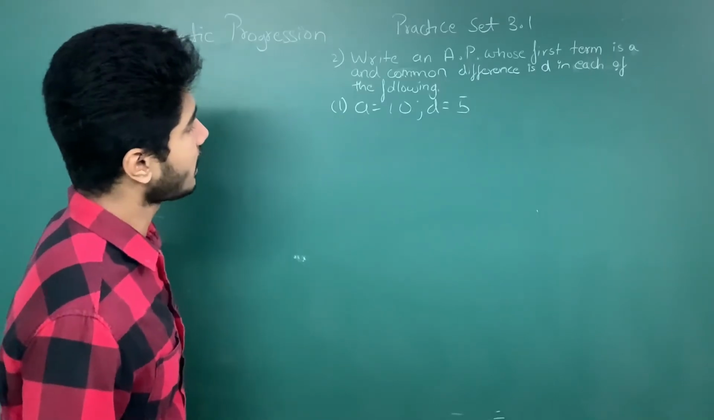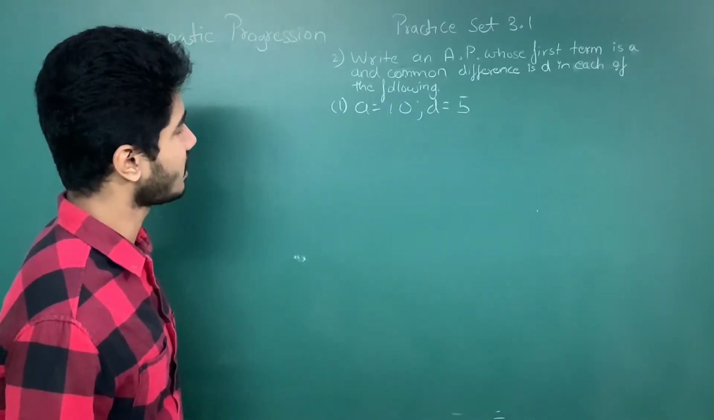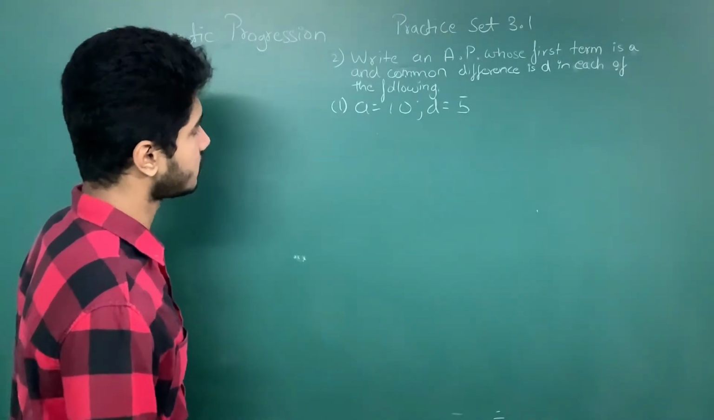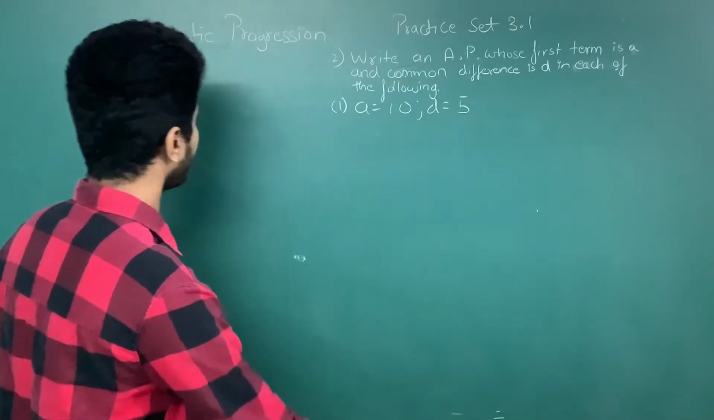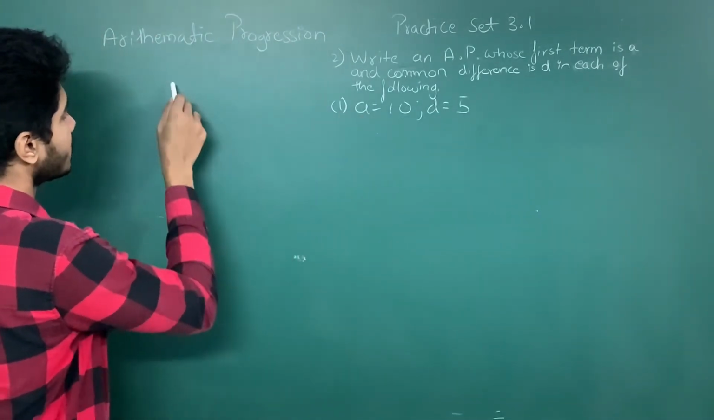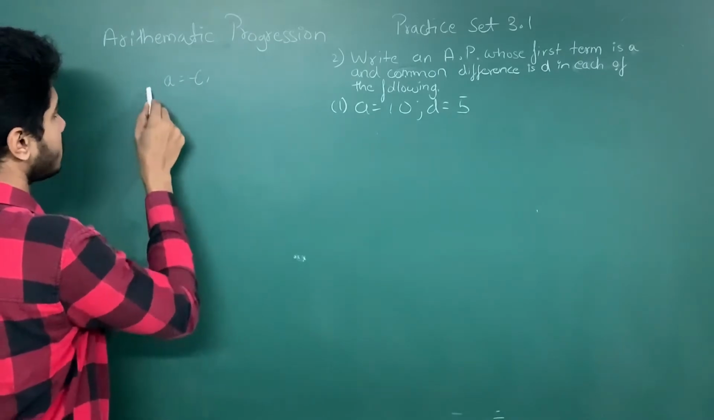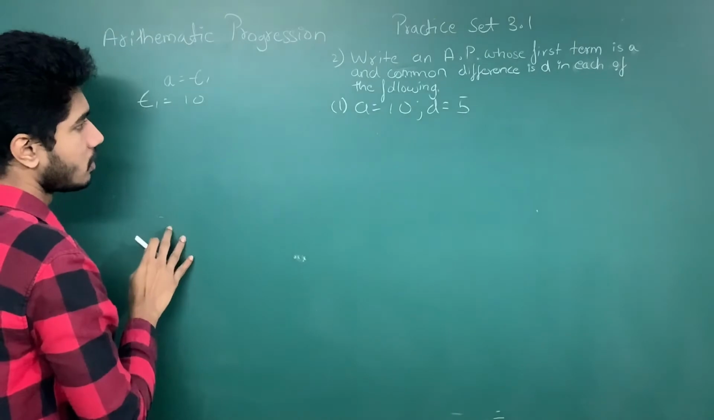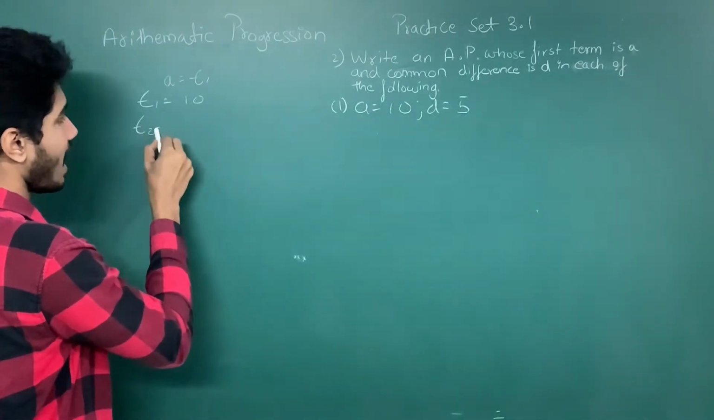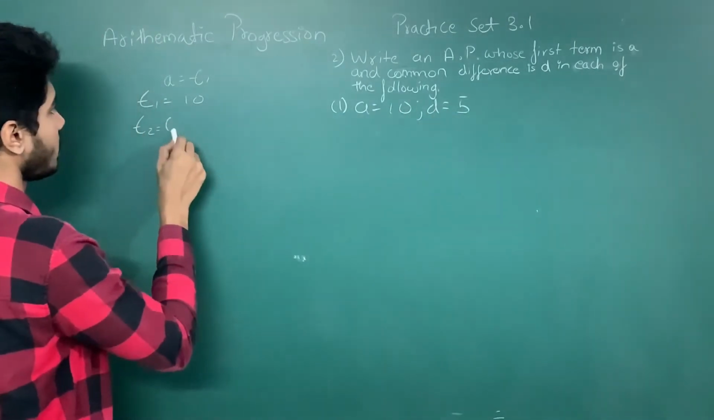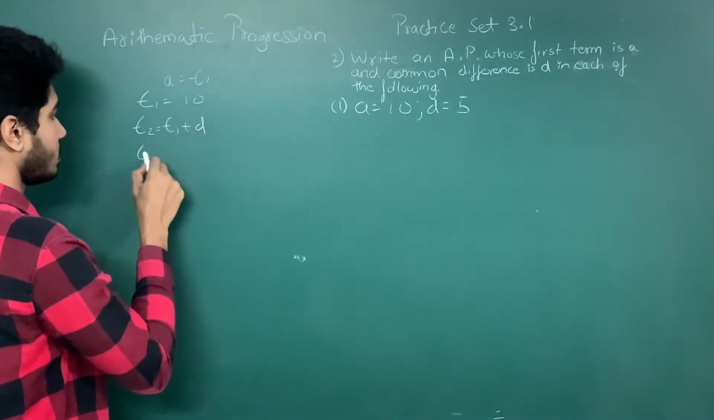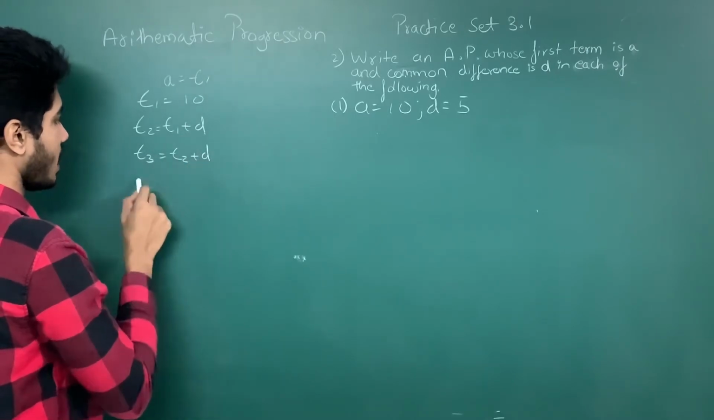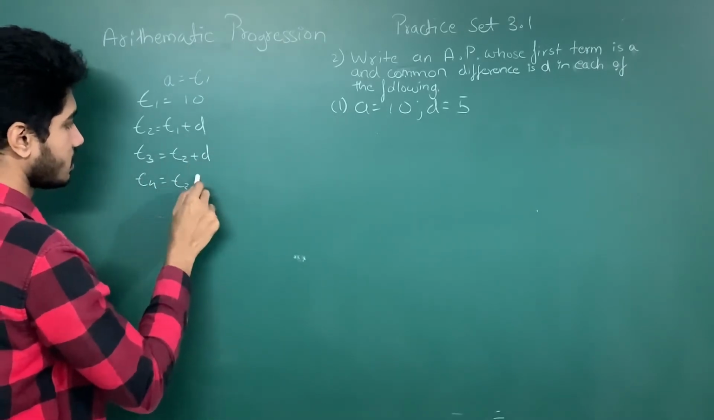Second question, write an AP whose first term is A and common difference is D in each of the following. First question, A is equal to 10 and D is equal to 5. यहाँ पे हमें A का वैल्यू पता है, so we'll consider A as T1, that is T1 is equal to 10. Now I'll write the skeleton over here. Now to find the next term has a difference of 5, so it will be T1 plus D, and same way similarly it will be T3 is equal to T2 plus D and T4 is equal to T3 plus D.